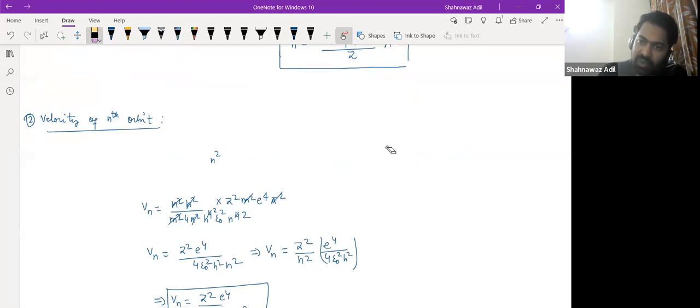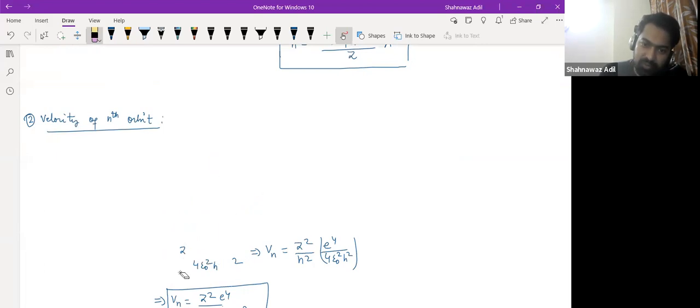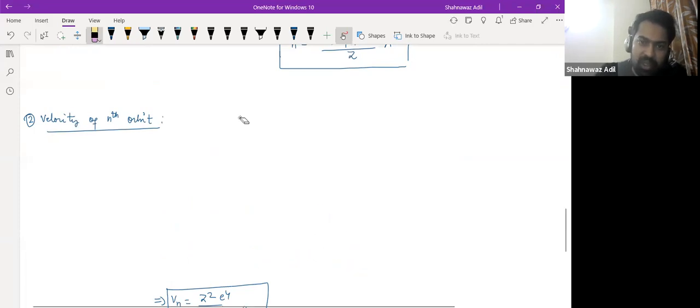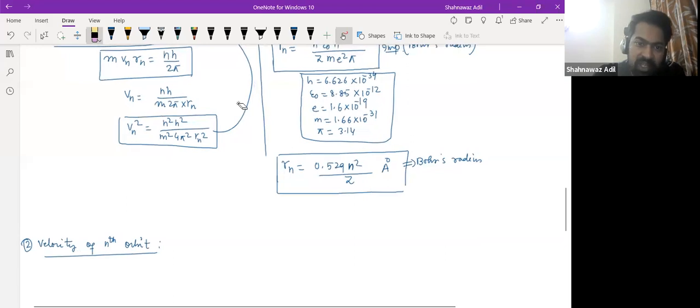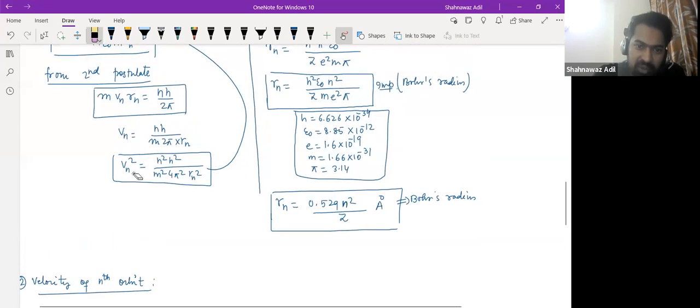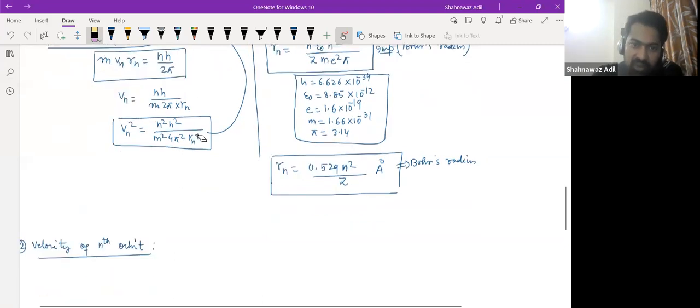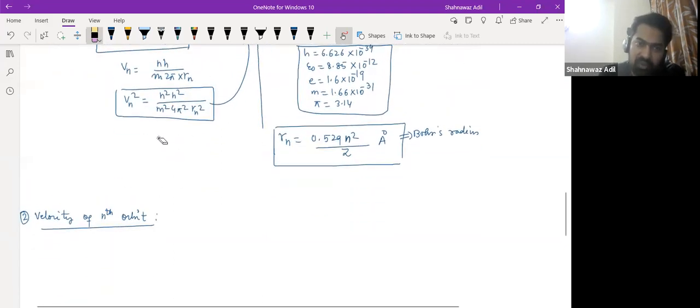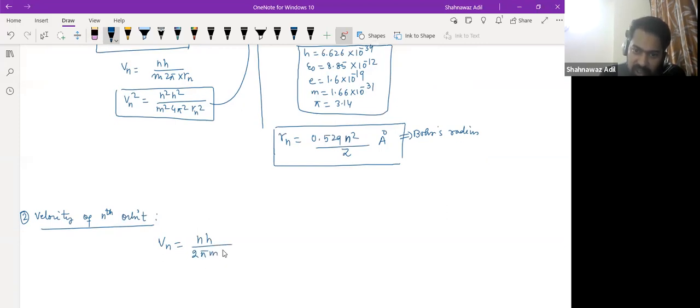That was a Vn square, right? Vn is this thing. We can directly write the value. Vn square is Rn square. So we got Vn square. Whatever we have written, that is Vn square, not Vn. So Vn, please correct this thing. This is nh by pi m Rn.